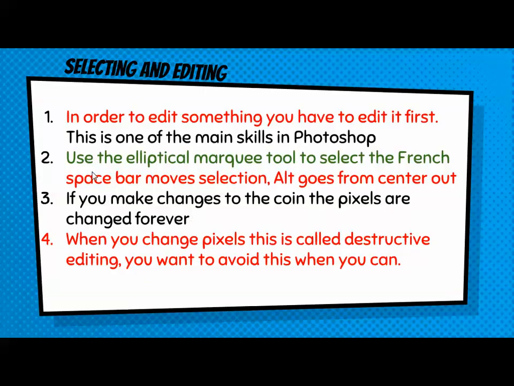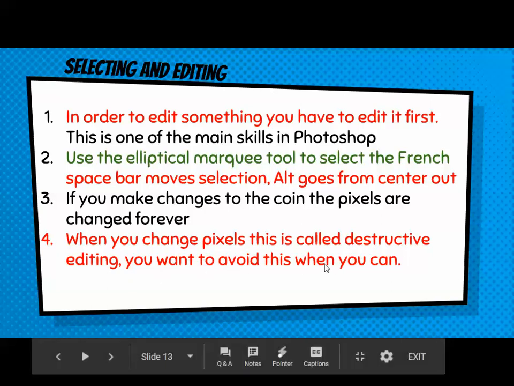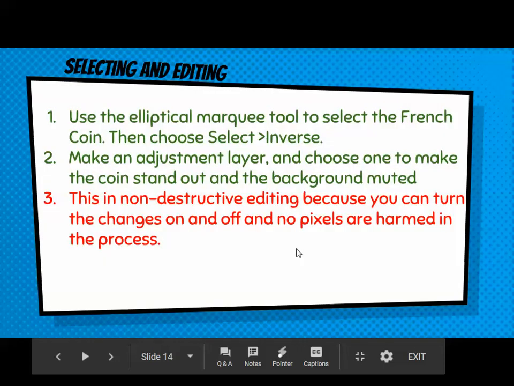By the way, write this down. When you're using the elliptical marquee tool to select things, the space bar will move the selection, then the Alt key will change it to go from the center out, which is helpful. If you ever make changes to the coin, the pixels are changed forever. When you change pixels, this is called destructive editing. You don't want to do this. Sometimes you have to, but if you can get away with it without doing it, you don't want to do it that way.